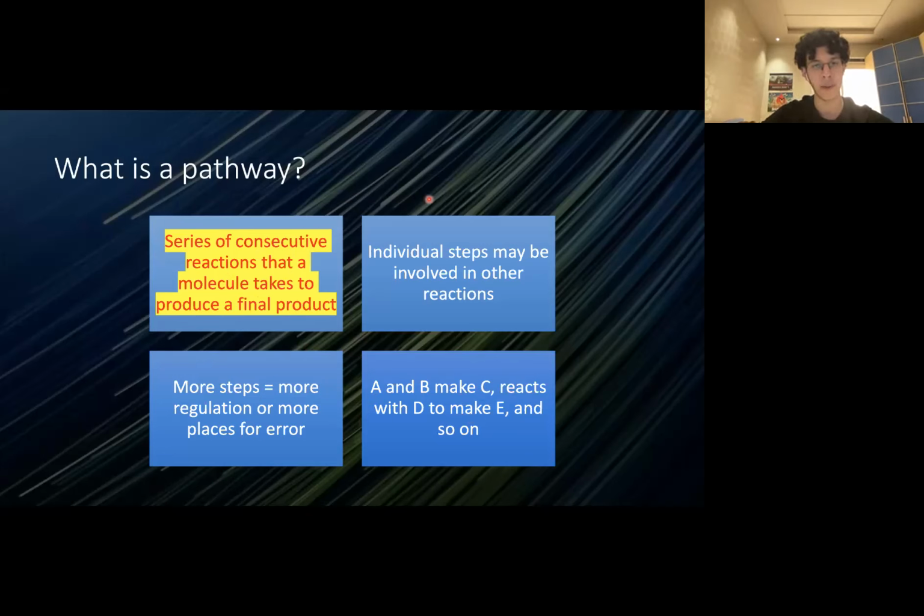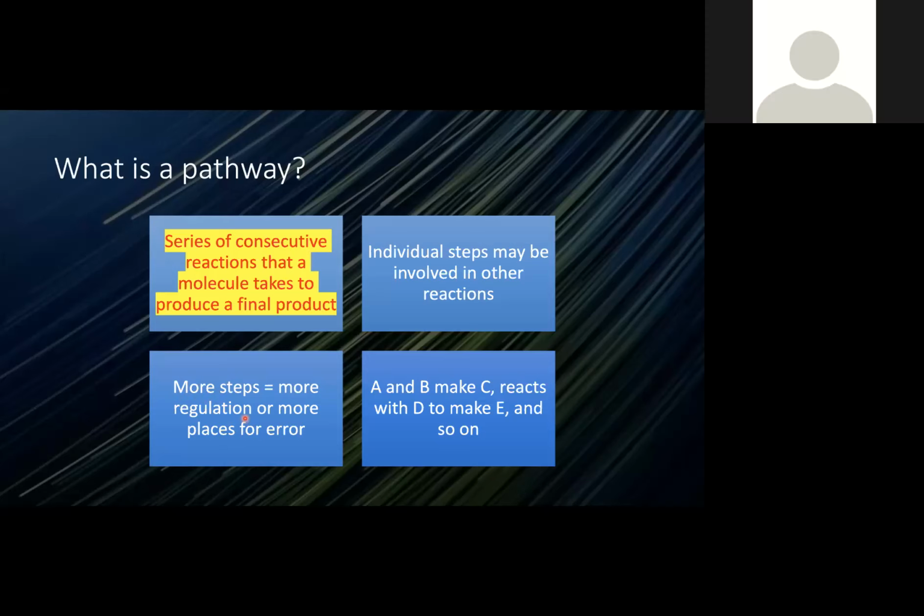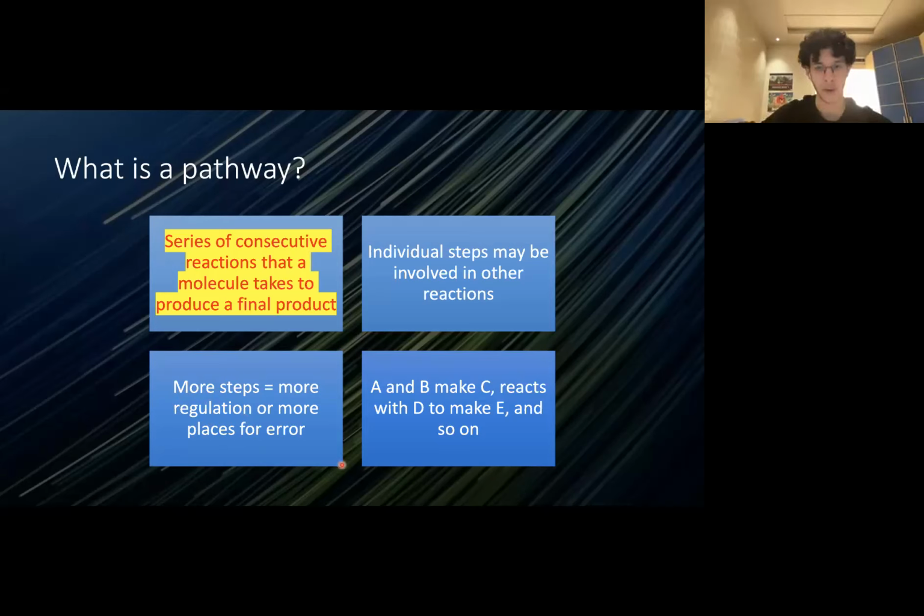Now, the funny thing about these pathways is that these individual steps can be involved in different processes. So we might be making pencils, but there's a step in making pencils that's responsible for making pens, or a step responsible for making erasers. What's the nice thing about pathways, and what's important to you as physiologists in the future, is the fact that we have more steps. The more steps we have, the more places that need regulation. And the more places we need regulation, the more places there are for error.